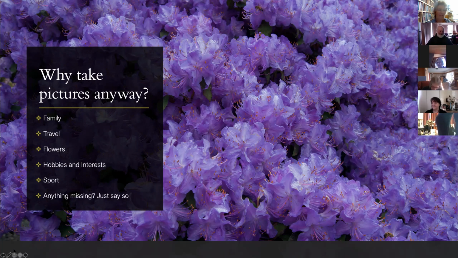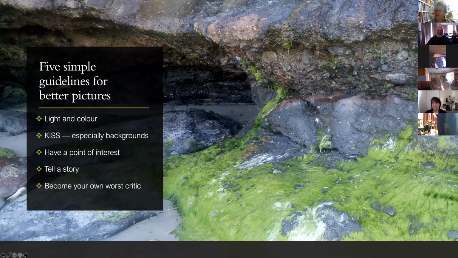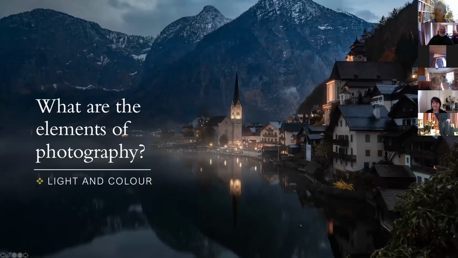Every photographer has a similar story of tragedy. Okay, what are the elements of photography? Light and color. When you look at that, can you all see that scene of the most beautiful little village in Austria called Hallstatt? That has several light sources.